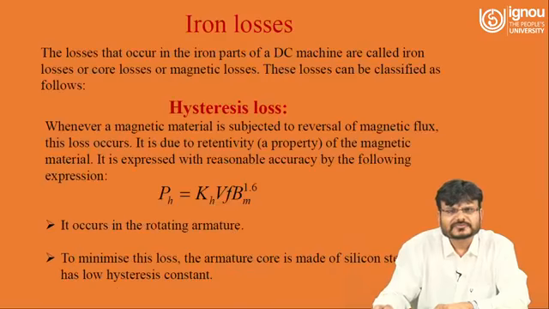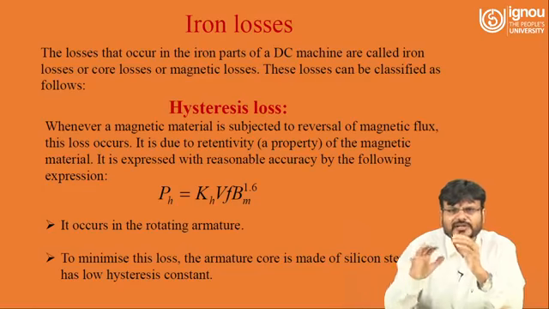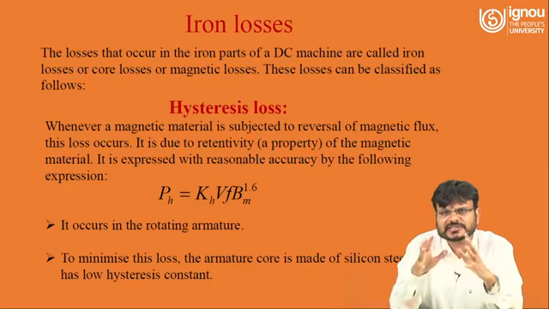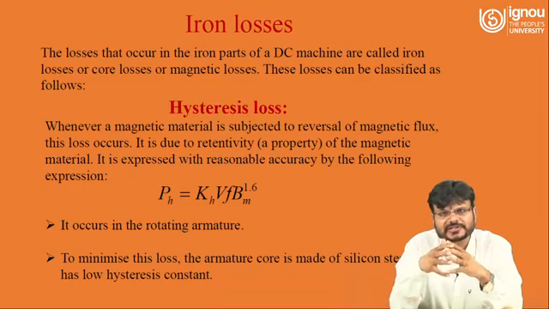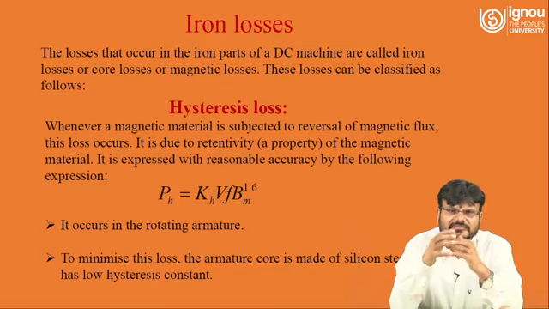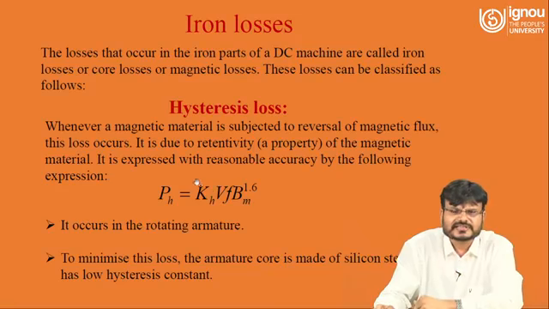So now we have to understand the different losses, that is iron losses. So this iron losses is hysteresis losses. Whenever magnetic material is subjected to a reversal of the magnetic flux, this loss occurs, and it is due to the retentivity of the magnetic material. This hysteresis loss can be written as P_H equals K_H V f B_m to the power 1.6, where K_H is what?